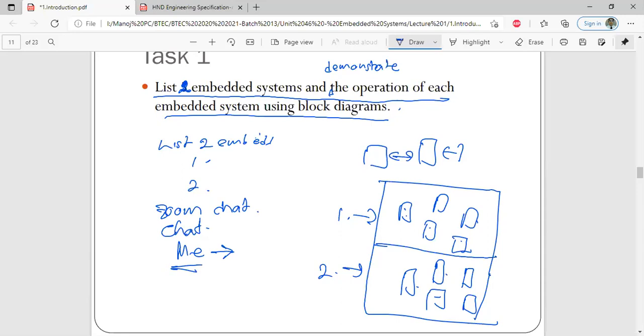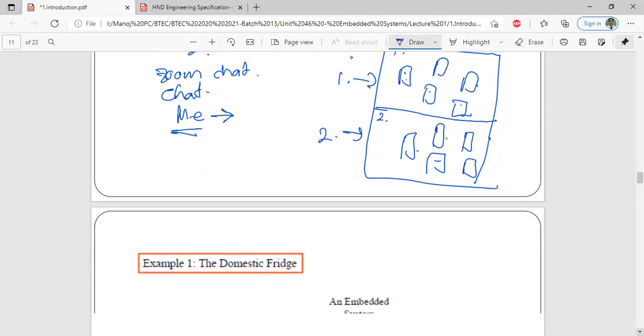Send it to me, not publicly to everyone, so we can understand. So get a piece of paper, then list two embedded systems. Let's say this is the first one and this is the second one. First one, draw the operation, and second one, draw the operation. Then take a photo, upload it to Zoom and send it only to me using chat. I will show you one example from this.